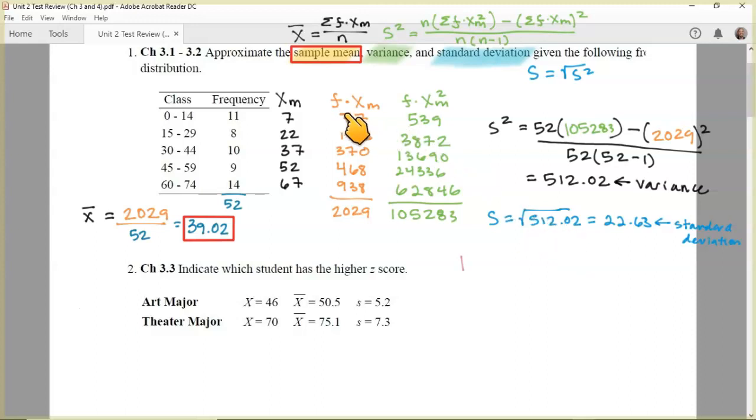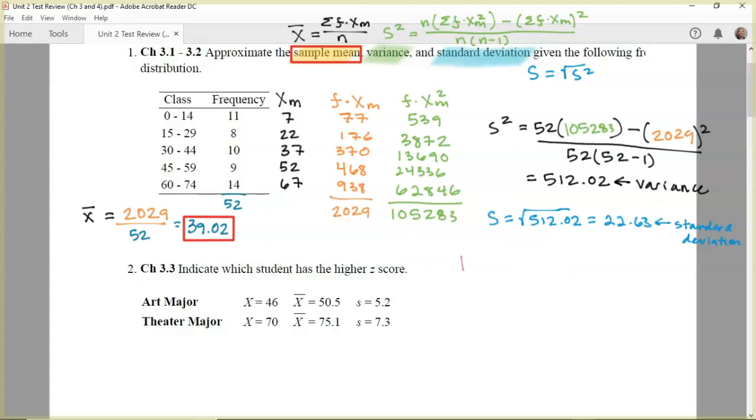If the midpoints are off, then the average will be off. If the frequency times the midpoints are off, then the average will be off and the variance will be off. So it's very important that we are attentive to the details here when we calculate these values.